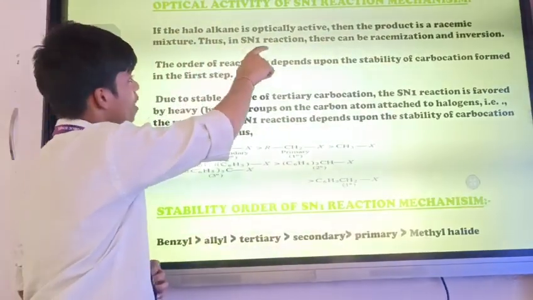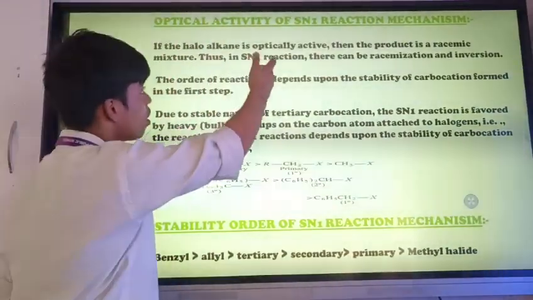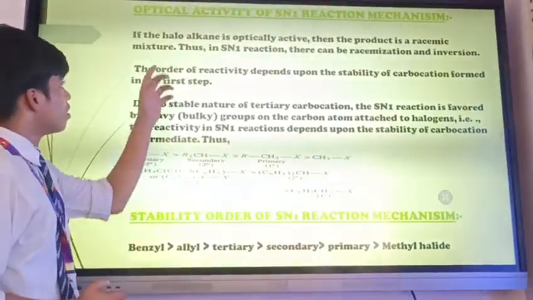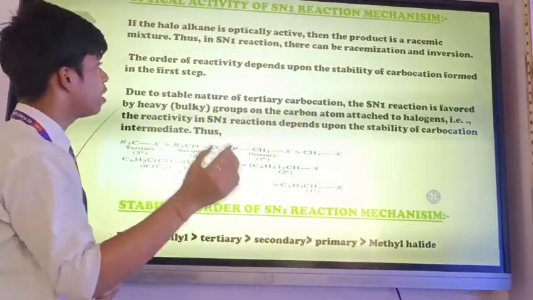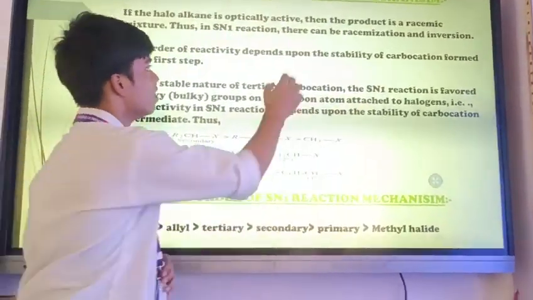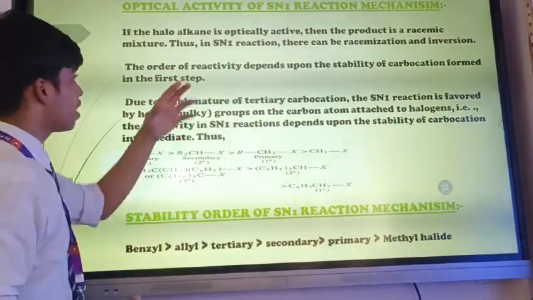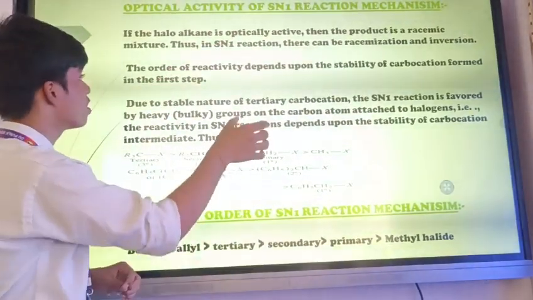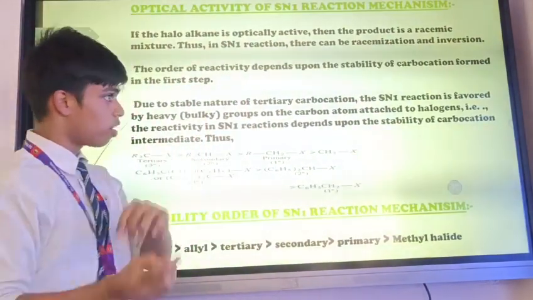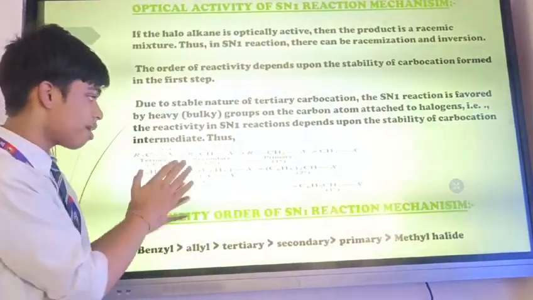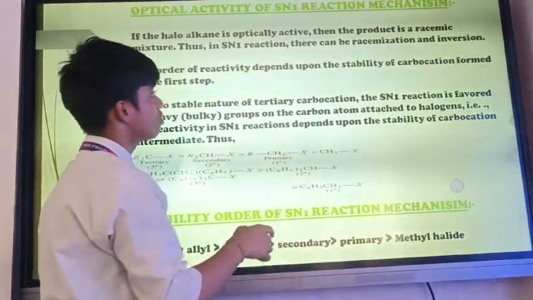Now we are going to study the optical activity of the SN1 reaction mechanism. If the haloalkane is optically active, meaning it rotates plane polarized light, then the product obtained from this reaction is a racemic mixture. A racemic mixture means that the product formed can be the R product or the S product. Thus, in the SN1 reaction, there can be racemization and inversion.